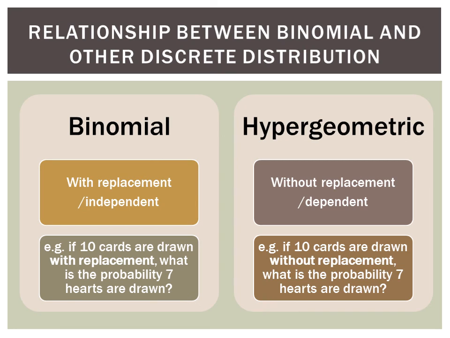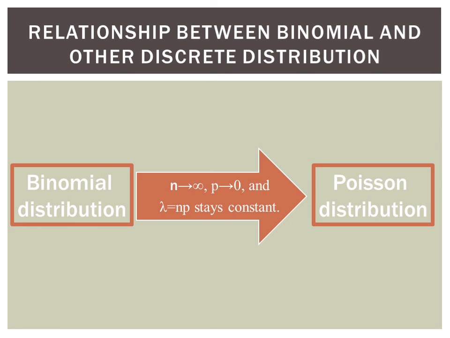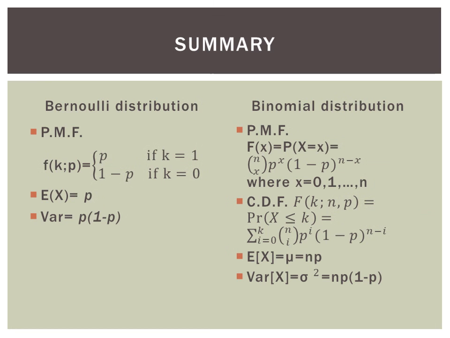The difference between binomial and hypergeometric is whether each trial is independent. Usually when an experiment is with replacement, it's binomial, and without replacement, it's hypergeometric. And when n tends to infinity, p tends to 0, and lambda equals np stays constant, binomial tends to Poisson. Details about the discrete distributions will be described in other tutorial videos.